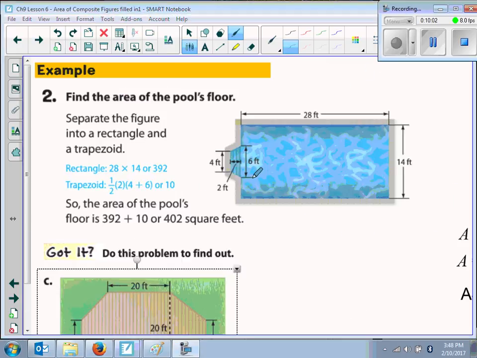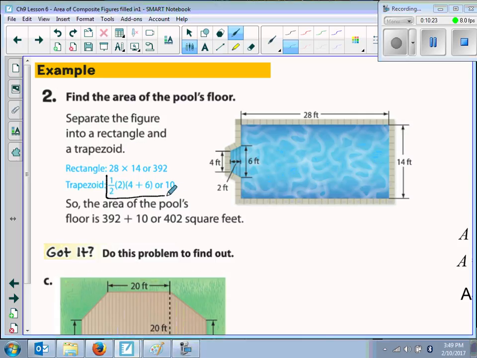Okay, for this example, you don't have to write this one down. Example 2, we are going to find the area of the pool's floor. Now here it says separate the figure into a rectangle and a trapezoid. This is where you're going to be introduced to the formula for the area of a trapezoid. Here it is right here. They did the substitution already.